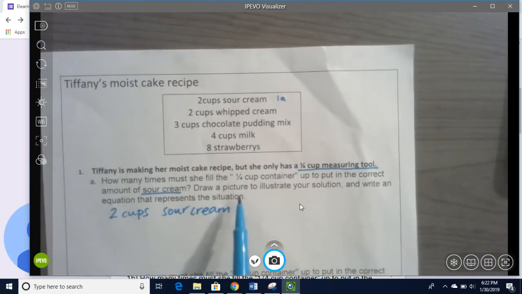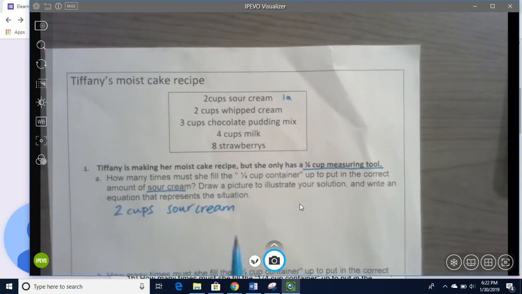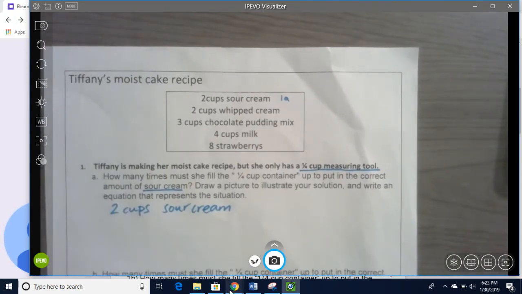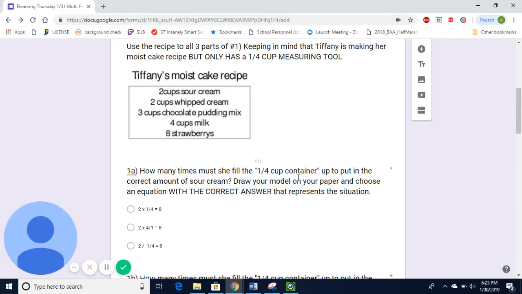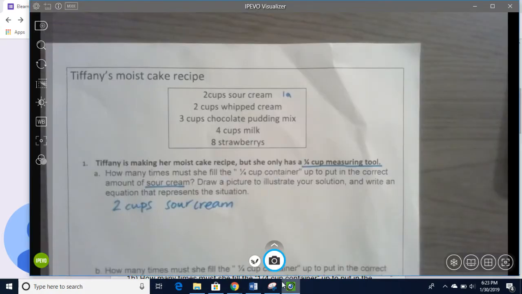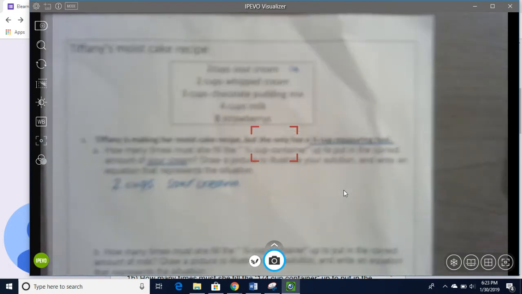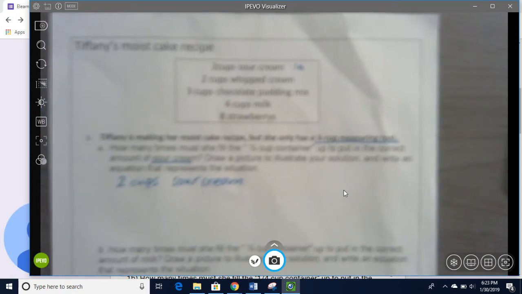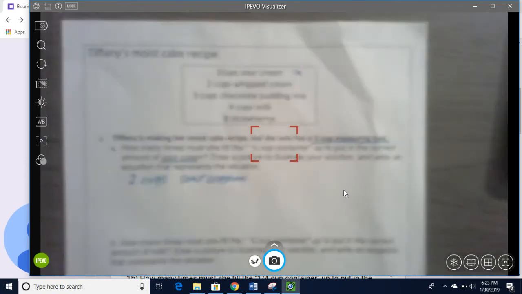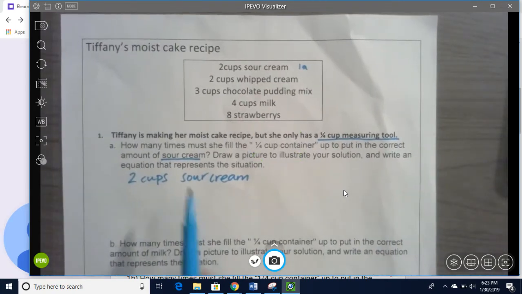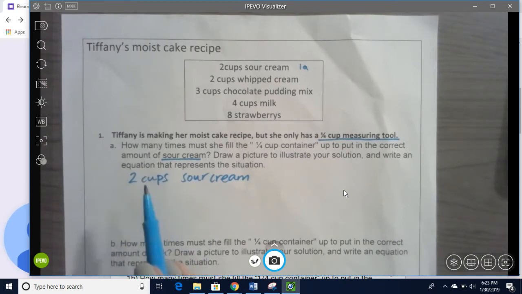All right, it says draw a picture to illustrate your solution and write an equation that represents the situation. On your form, it's basically the same thing. It says draw your model on your paper and choose an equation with the correct answer that represents the situation. So we're going to draw here, write the equation here, and then find it on our answer sheet. Okay, so let me focus this a little bit. Oh, that did not focus. There we go.